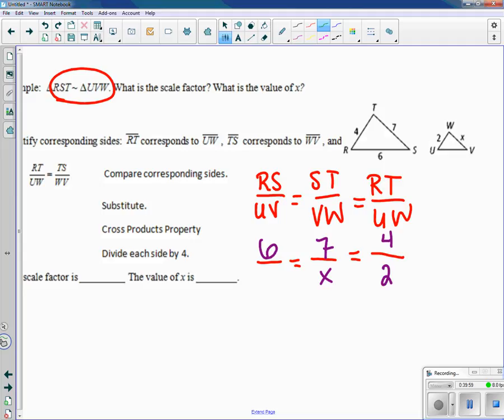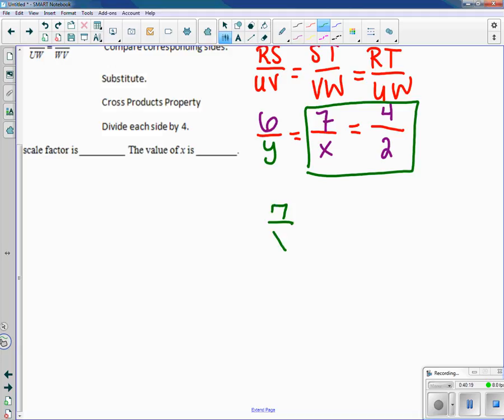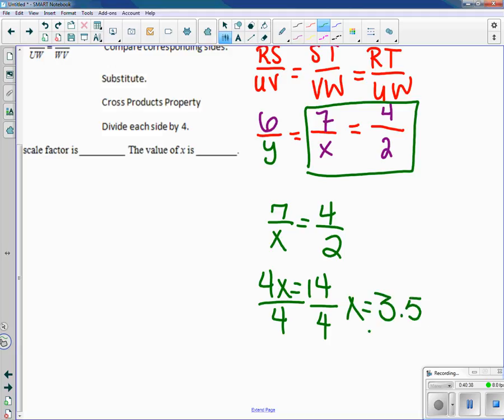They didn't say Y, but matter of fact, let's put a Y here. We're going to find them all. Now, you're going to use the scale factor that you have in order to solve them. So my first equation is going to be this one. Do y'all see that? Is everybody with me? So your first equation, you're going to write 4 over 2, and then solve it. You're using that 4 over 2 to find x. So if I cross multiply, I get 4x is equal to 14. Divide by 4. X is equal to 3.5.